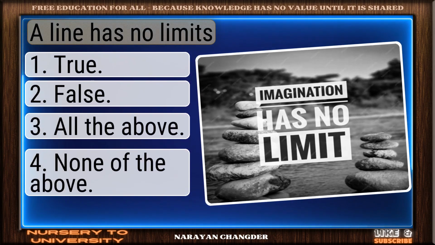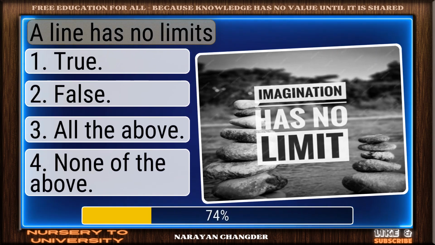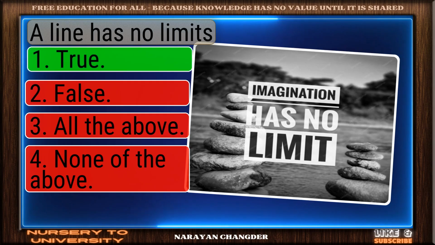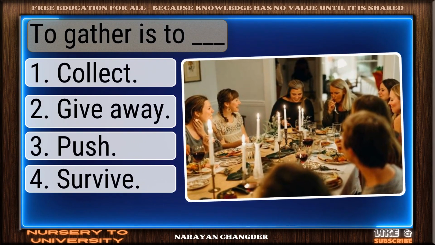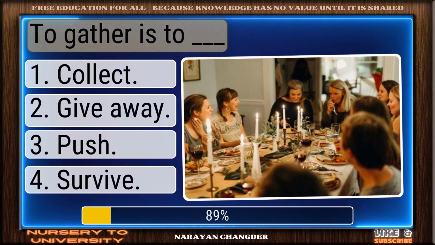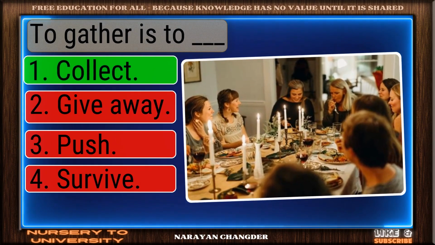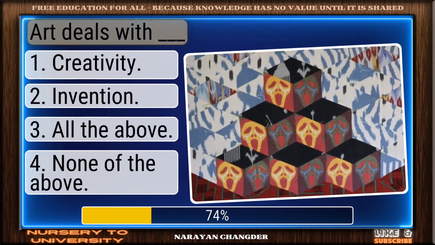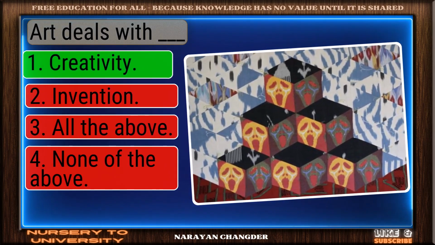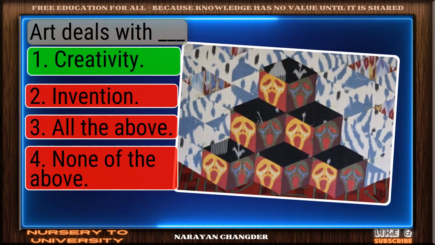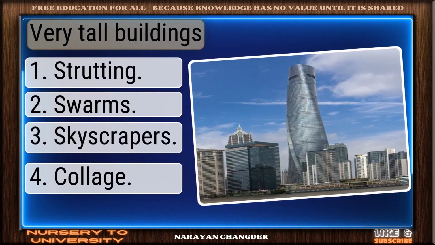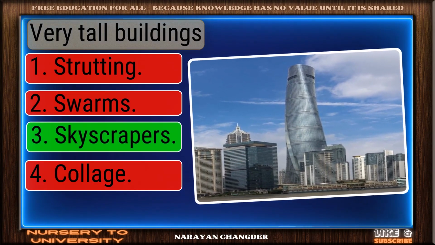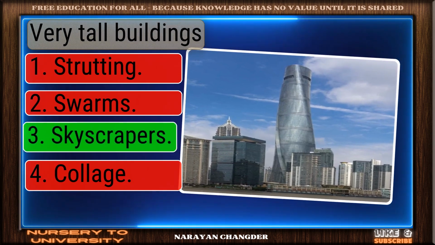A line has no limits. Well reasoned. True is the correct choice. To gather is to dash. Bravo. Collect is the answer. Art deals with dash. Solid response. Creativity is a valid choice. Very tall buildings. Right again. Skyscrapers is a valid answer.